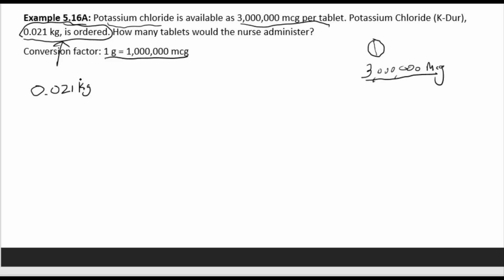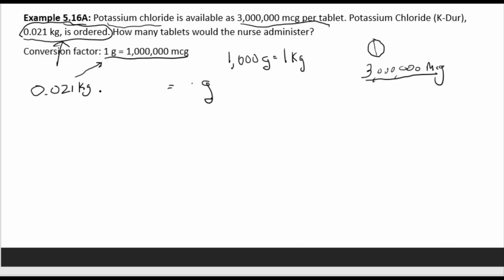So we can change kilograms pretty easily to grams, right? Because that conversion is, and I would give this to you on a test, 1,000 grams equals 1 kilogram. So let's first turn this into grams.